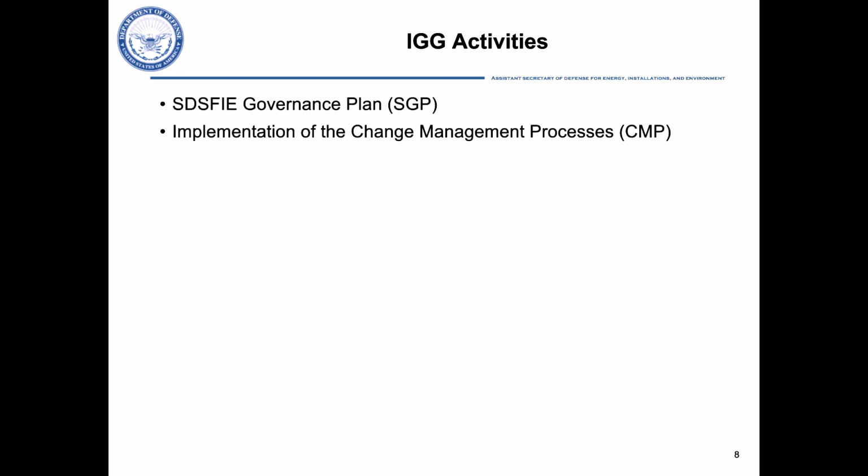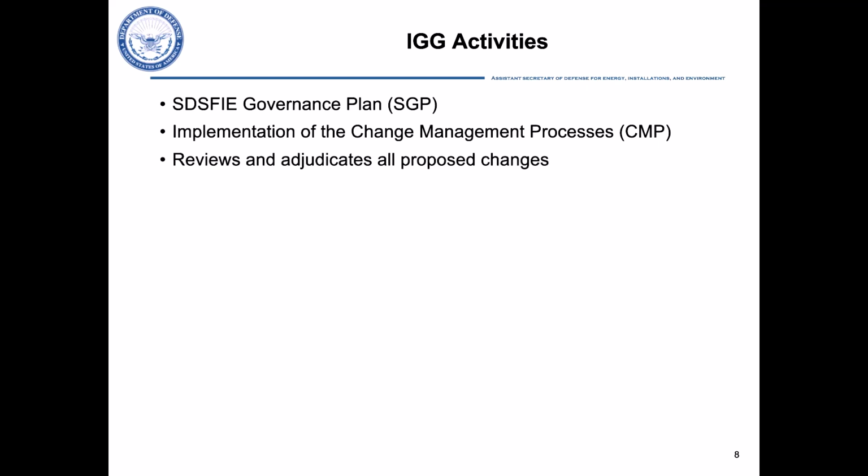Specifically, the activities of the IG members include creating the SDSFIE Governance Plan, or SGP, and updating it as necessary. The SGP defines formal processes, for example, the change management processes, or CMP, that can be applied to documents, tools, and the standards themselves. The IG implements the CMP and conducts its business according to it, including the creation of new standards and revisions to standards, new tools and revisions to tools, and the same for all documentation and training materials that support SDSFIE implementation.